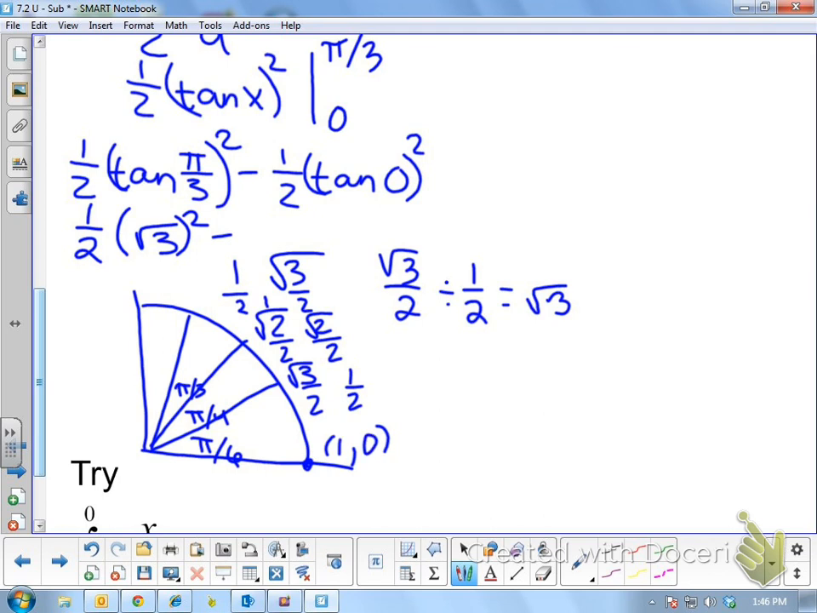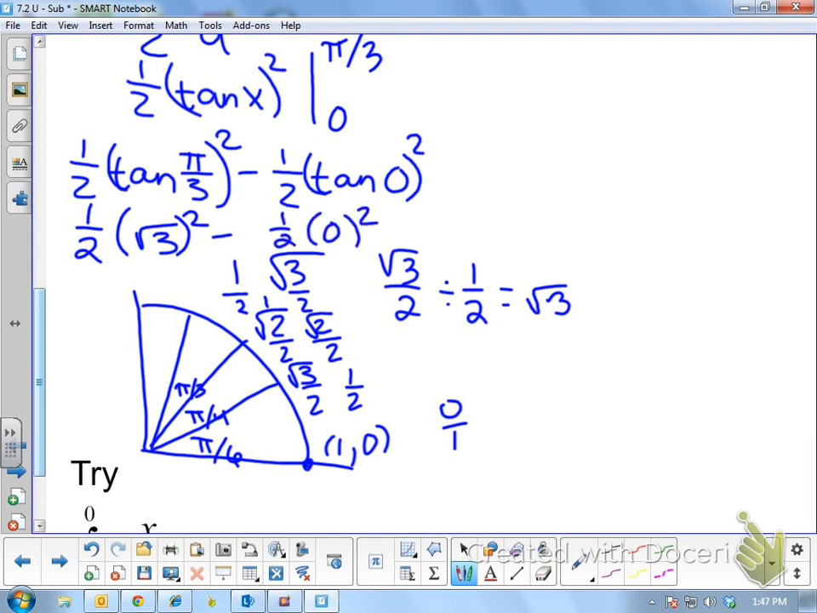And this one we don't have to worry about. We know it's at 1. It's just whether x is 1 or y is 1. So we do sine over cosine again. 0 divided by 1 is 0. So minus 1/2 times 0 squared.